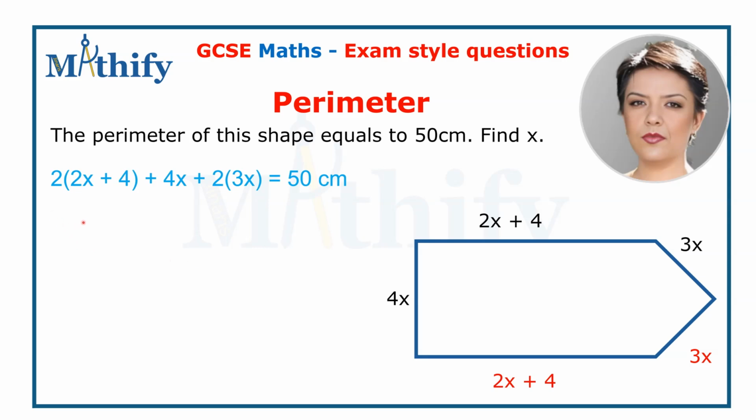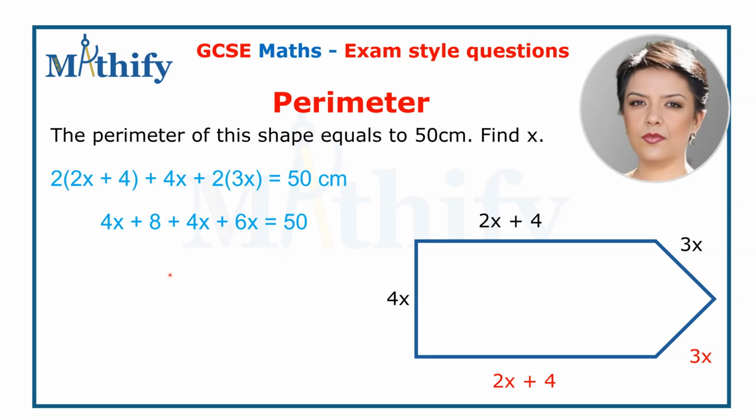So, let's expand these brackets first. 2 times 2x is equal to 4x. 2 times 4 is equal to 8. So 4x plus 8, and then plus 2 times 3x. This is 6x, and we make it equal to 50 centimeters. So we have 4x plus 8 plus 4x plus 6x is equal to 50.